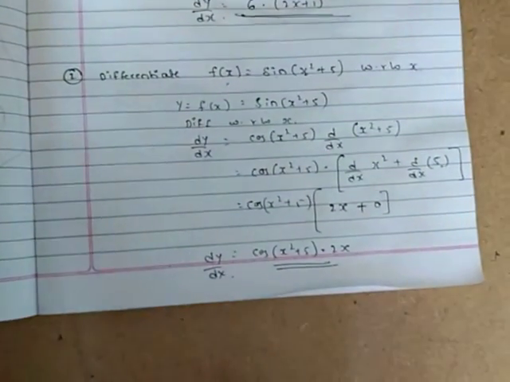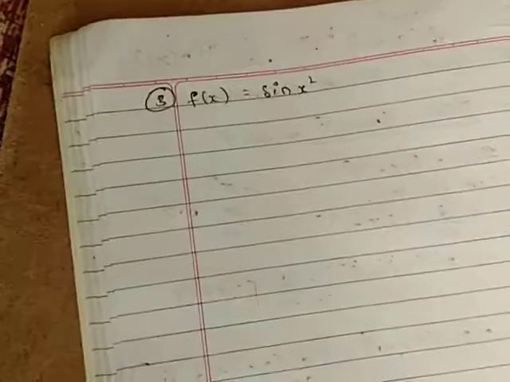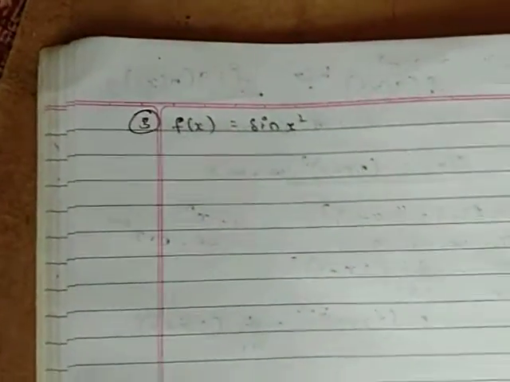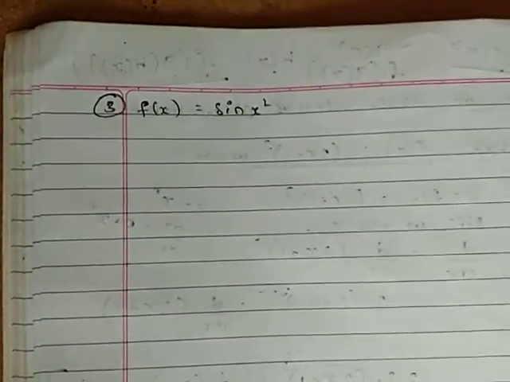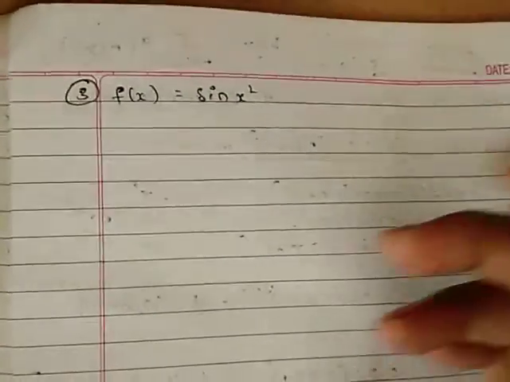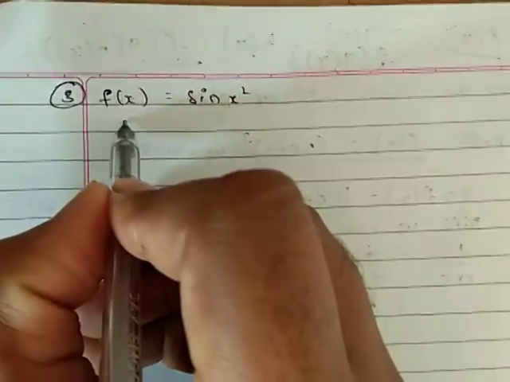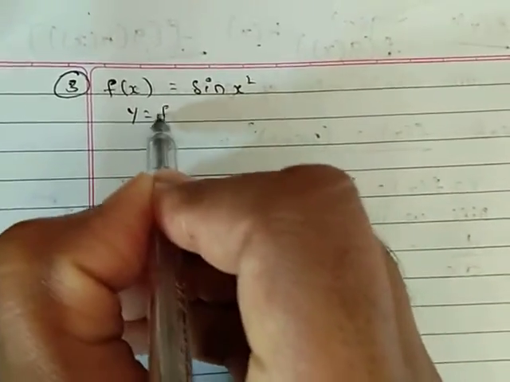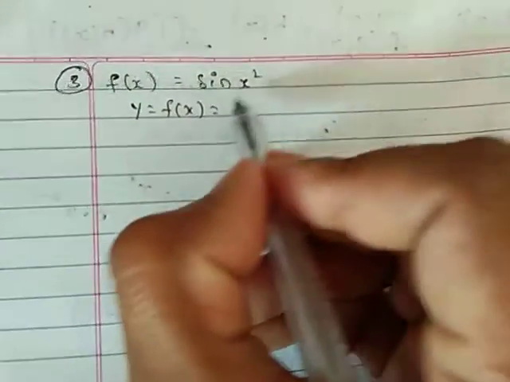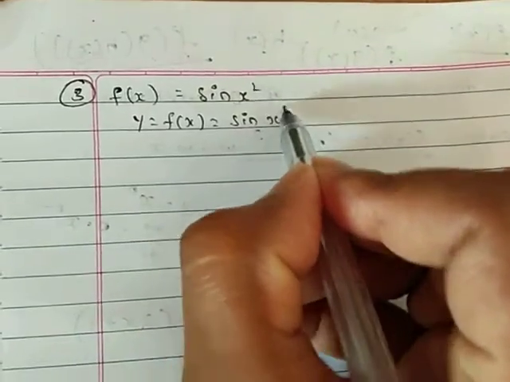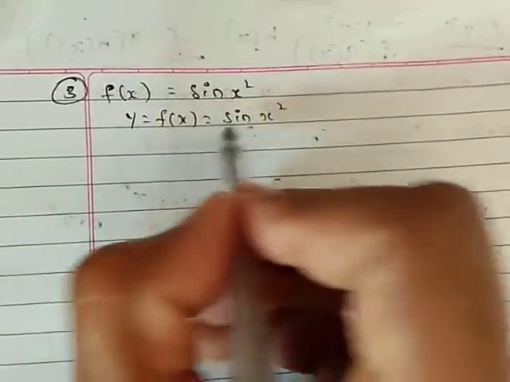So pause the video to note it down. Next problem, f of x is equal to sin of x square. We need to differentiate this with respect to x. First we assign f of x equal to y. So y is equal to f of x is equal to sin of x square. Next we need to differentiate.